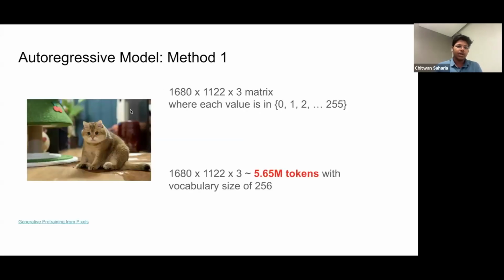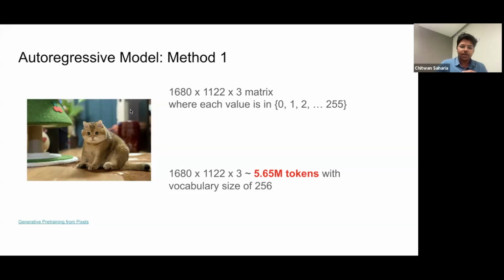Now, let's see how we can do image generation using autoregressive models. Let's consider an image like the one we have here on the left. This is a 1680 by 1122 by 3 matrix where each value is in 0 to 255. So it's a three-dimensional discrete tensor, and we want to model it somehow.